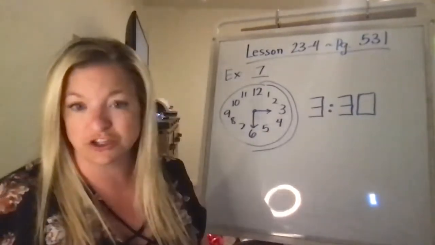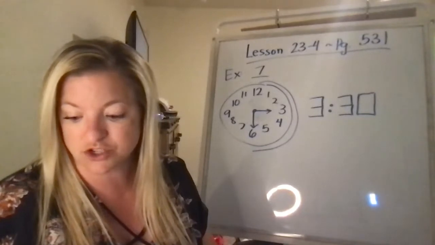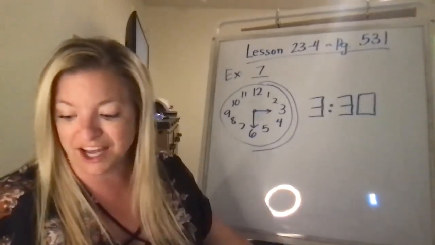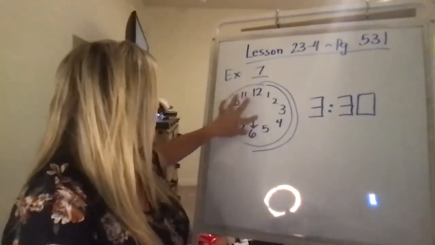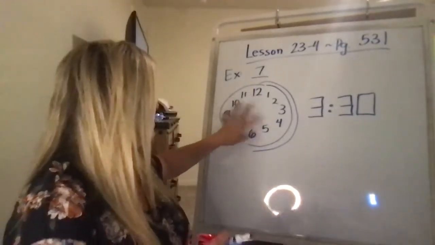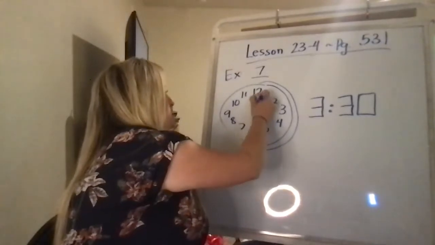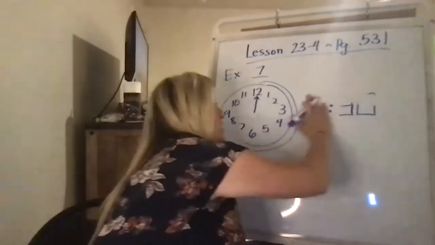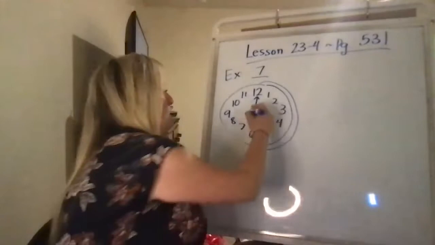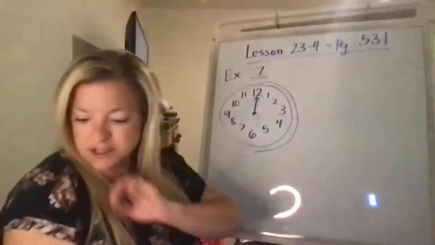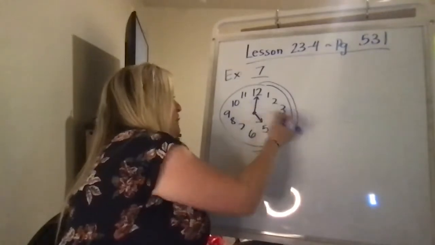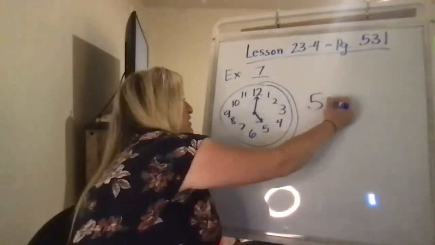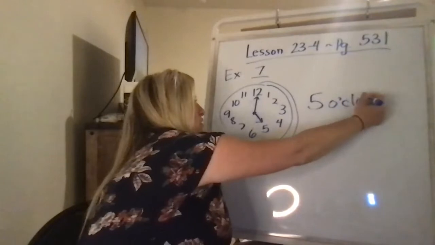Next page is 532, and it says these clocks show the same time. What time is it? Well, the minute hand is long and it is pointing to the 12. So I know it is o'clock. And the hour hand is pointing right at the 5. So it is 5 o'clock.